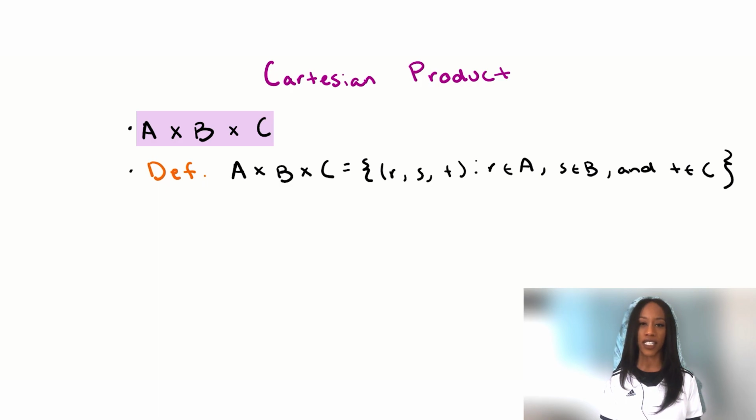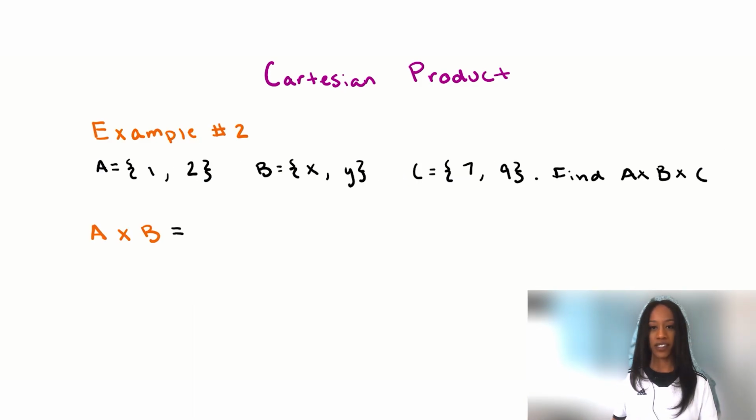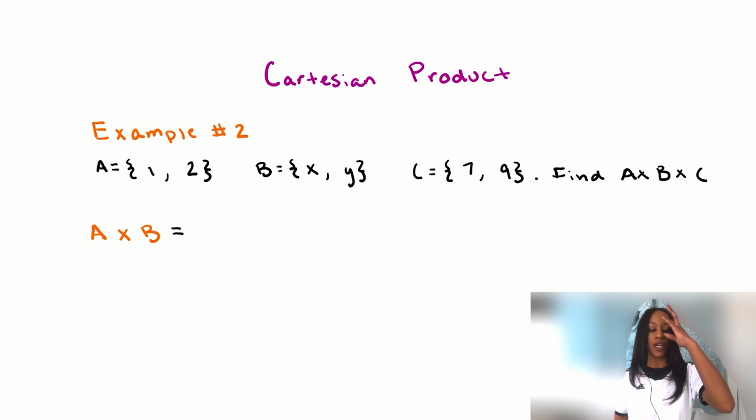The Cartesian product of sets A, B, and C is notated, of course, as A cross B cross C. And the definition of A cross B cross C is the set of all ordered triples (r, s, t), where r is in the set A, s is in the set B, and t is in the set C. So let's take a look at an example of this. In our second example, we have a set A with elements 1 and 2, a set B with elements X and Y, and a set C with elements 7 and 9. So we're going to find the product of A cross B cross C.